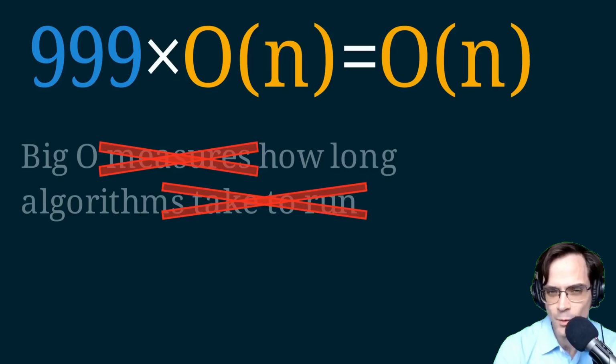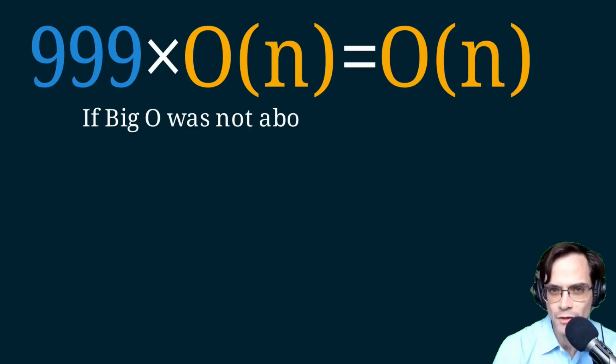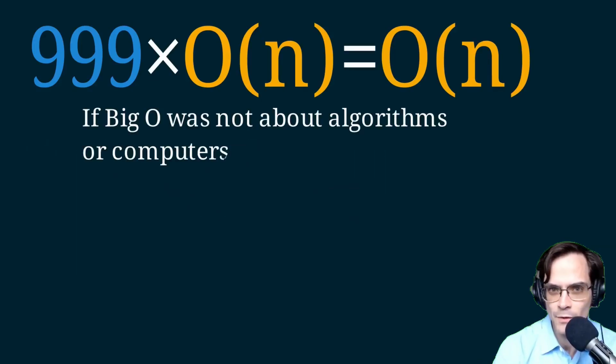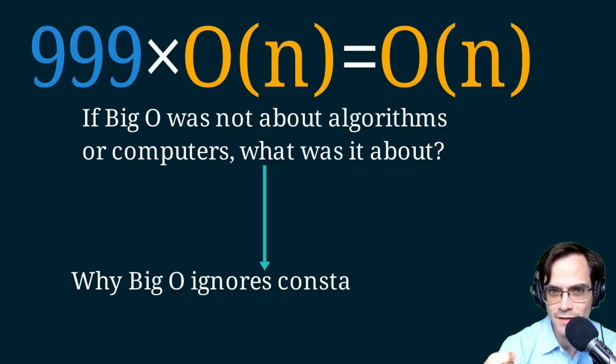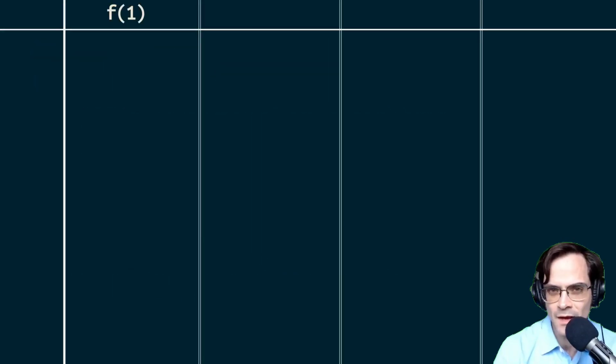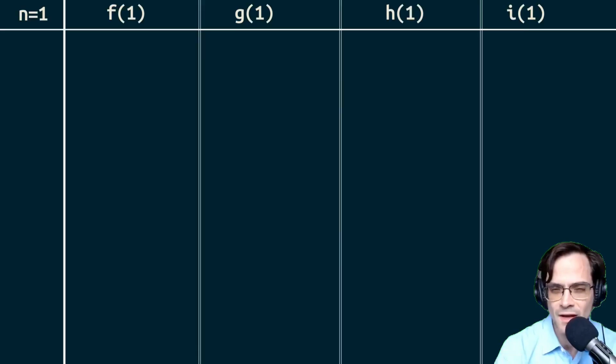So that raises a question. If Big O was not originally about algorithms or computers, what was it about? Answering that question will lead us to understand why Big O ignores constant factors. So Big O originally was about functions, and specifically it's about how we can define different classes, or specifically sets, of functions that grow faster or slower than other functions in some deep, fundamental way.